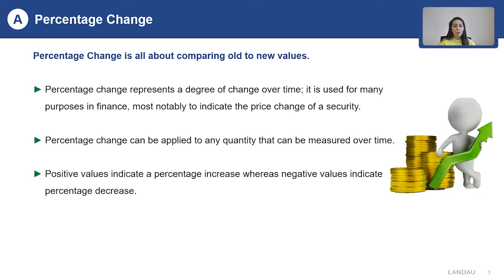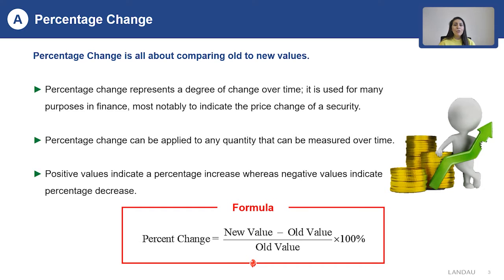The general formula to find the percentage change will be new value minus old value over old value multiplied by 100%. Please remember to write this formula down in your book.